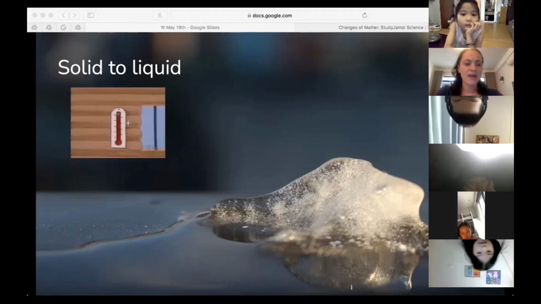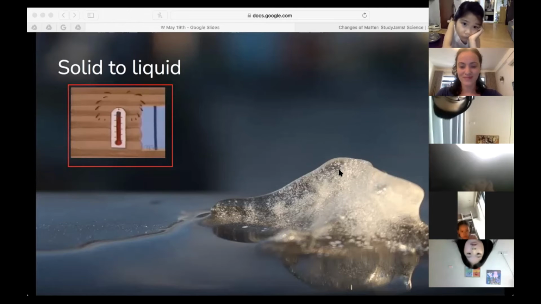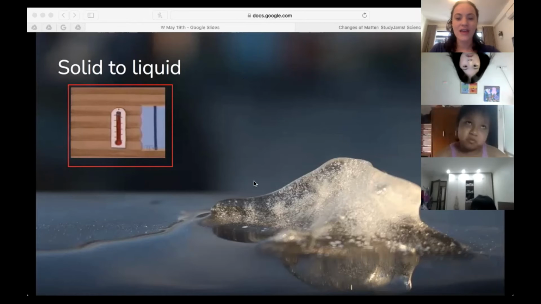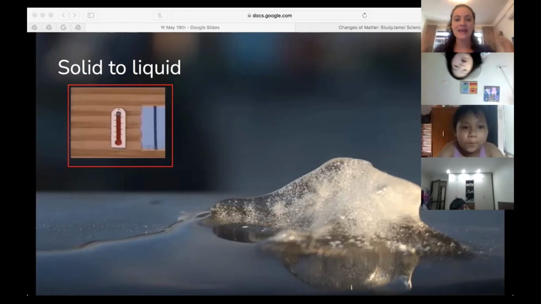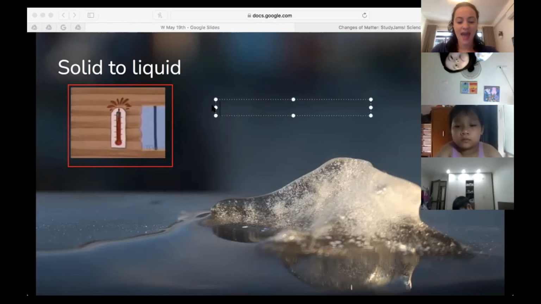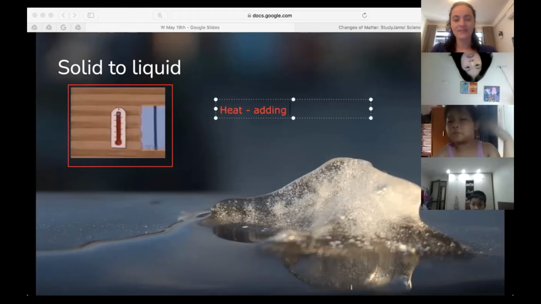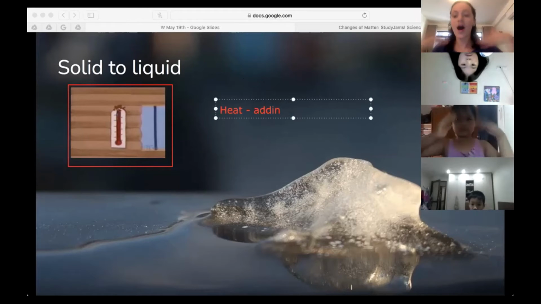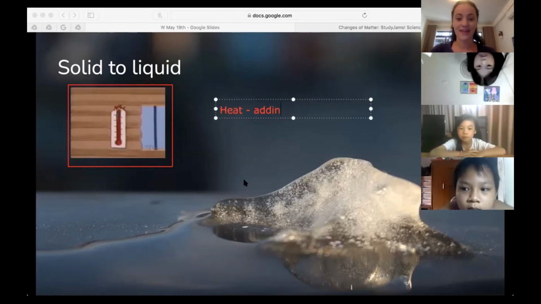What am I showing here? Rosie? Temperature. Excellent. Sophia, what's happening to the temperature? Too hot and it explodes. It's getting hotter and hotter and hotter until it explodes. So the ice turns to a liquid with heat. Everyone say the word heat. Heat is adding. It's hot, hot, hot, hot. Heat. Ooh, there's a lot of heat outside, isn't there?